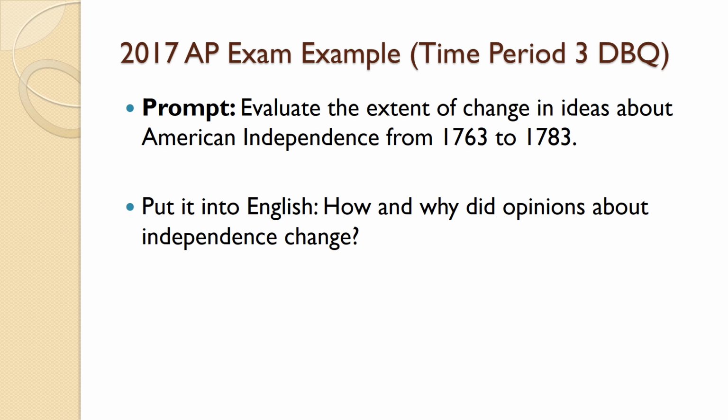1763 is the end of the French and Indian War, and 1783 is basically when the Treaty of Paris is signed. So this gives you an idea of the time period it's talking about. This is basically an oblique way of asking you about what was going on with the American Revolution and did every American support it.